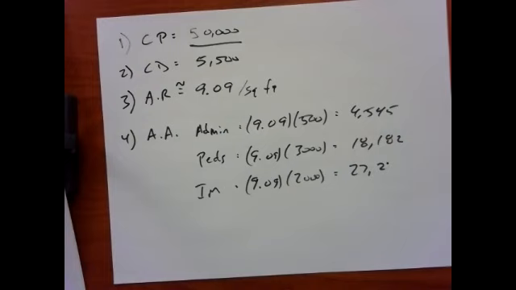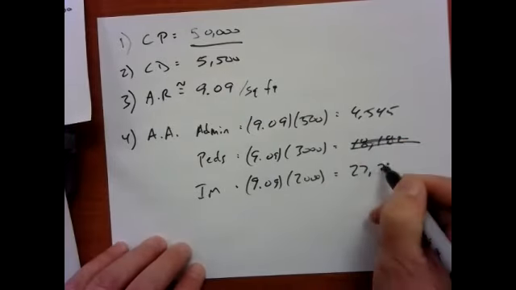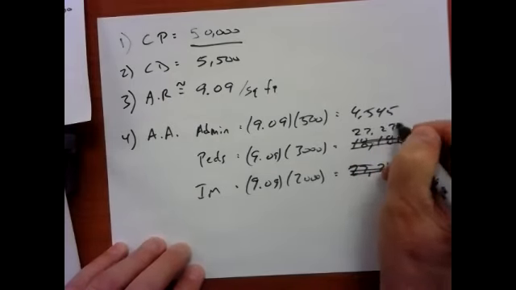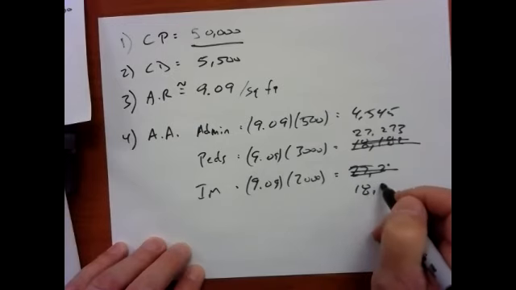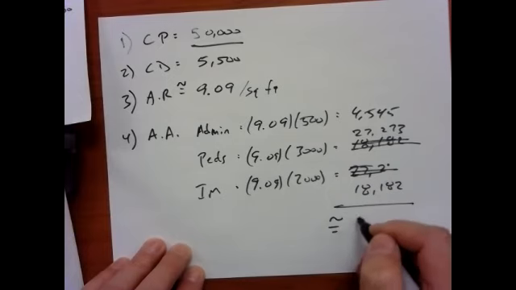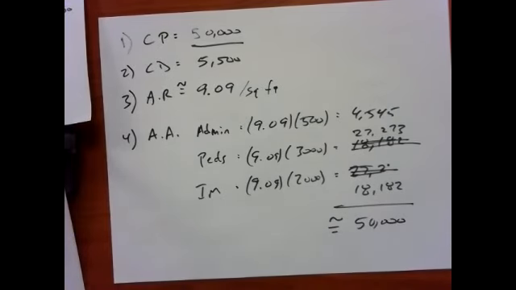That's not right. I must have reversed these. Yeah, it should be 27,273 and 18,182. If you total that up, it's about 50,000. You're going to start losing because of rounding, because that's like 909, 0909, 0909. So if you cut it off, you're going to wind up having some minor rounding errors. So you've got to watch out for that on the exam.